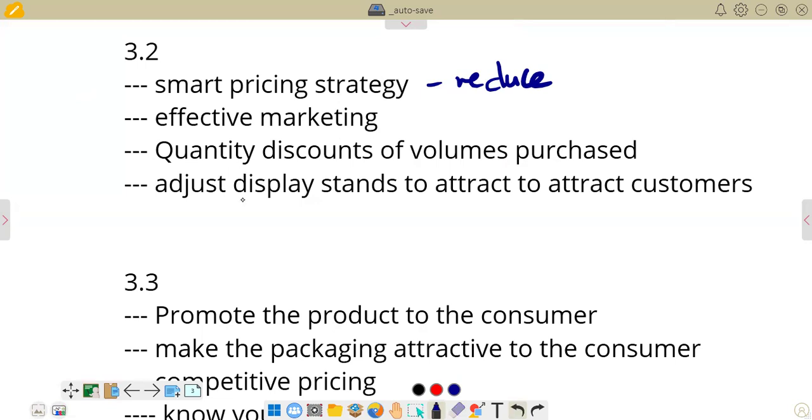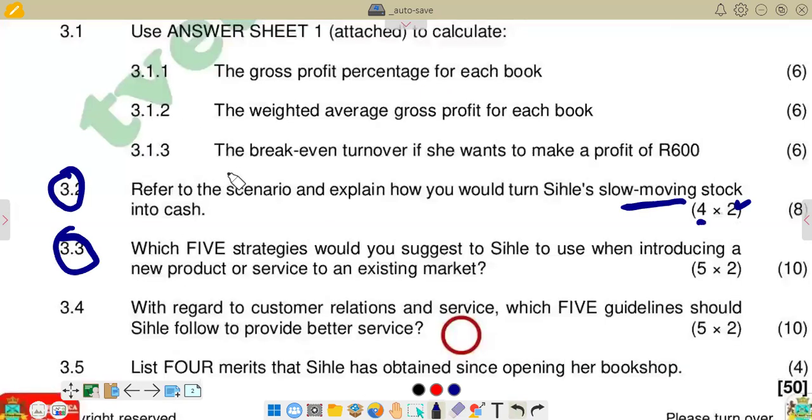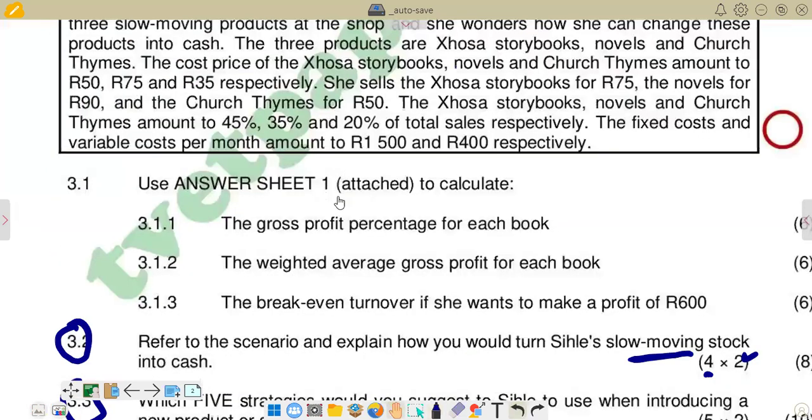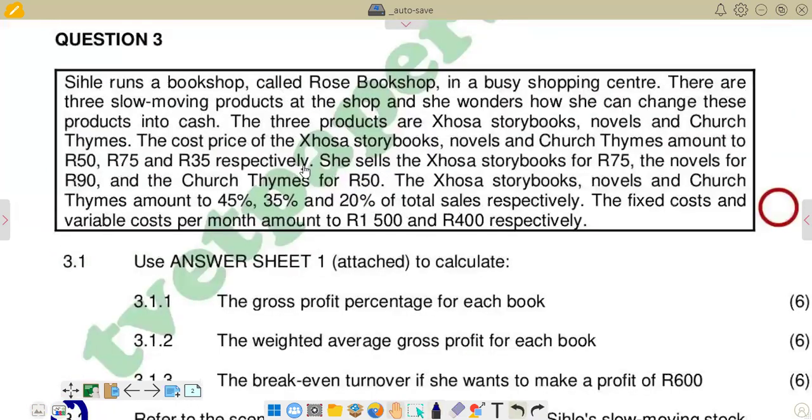Then lastly, we've got adjusting display stands to attract customers. Remember, the scenario we are given is about the selling of books, which means these books are being put on stands. If you go through the scenario, you'll see that we have a situation of selling books.